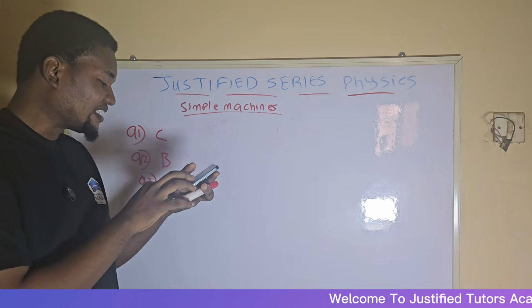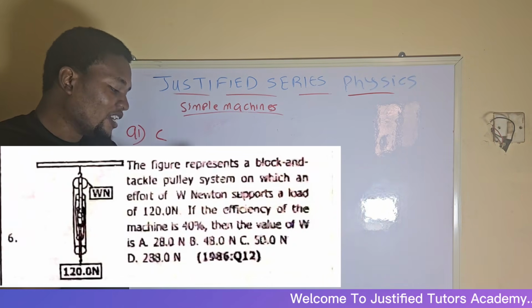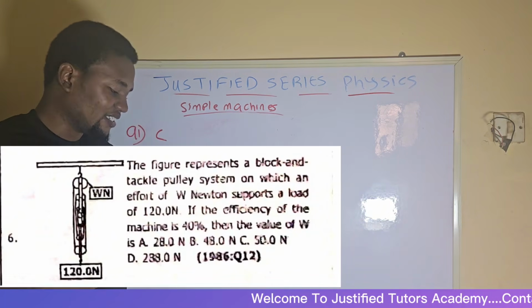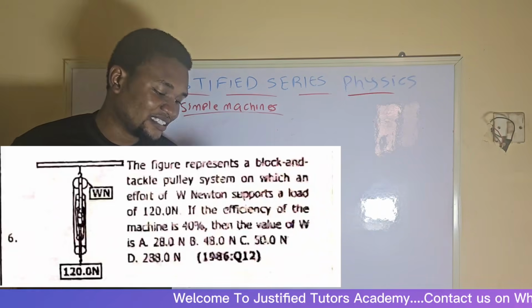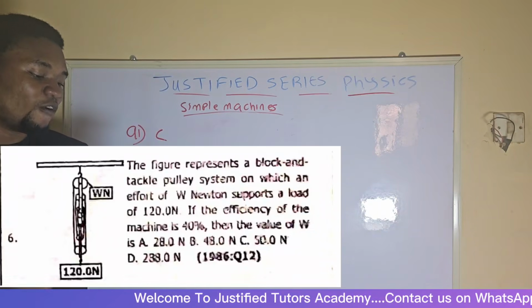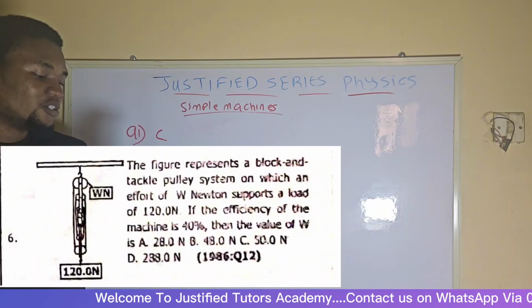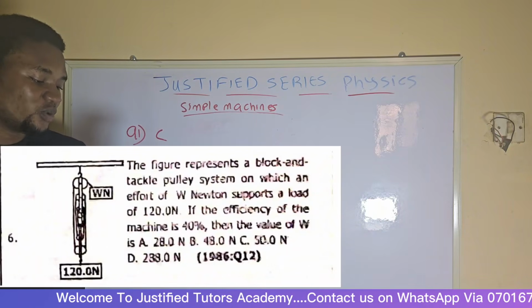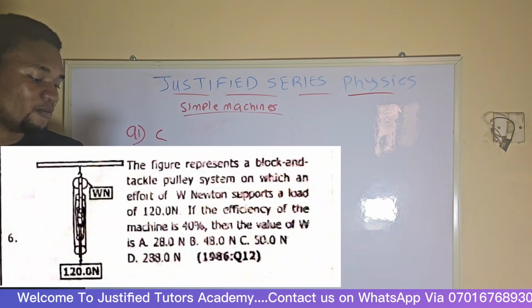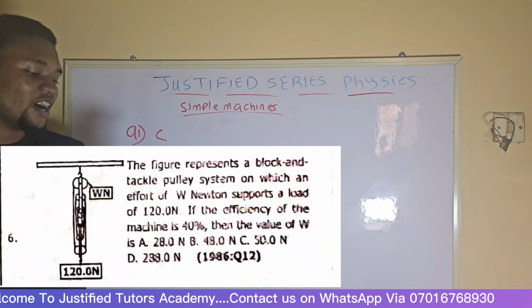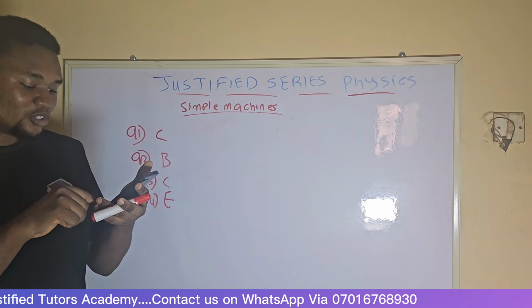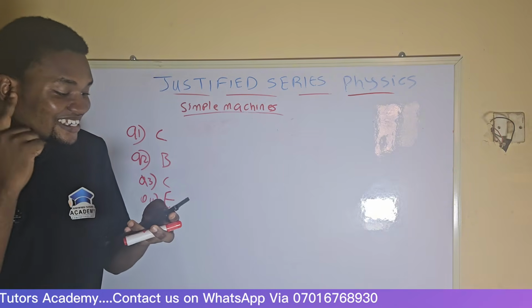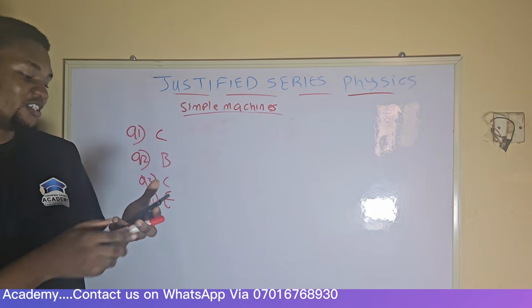Now, this one says, the figure, you see the image on your screen, represents a block and tackle pulley system on which an effort of W Newton supports a load of 120 Newton. If the efficiency of the machine is 40%, then the value of W is dash. So for this one, I need you to calm down and listen carefully, because of this question 6.